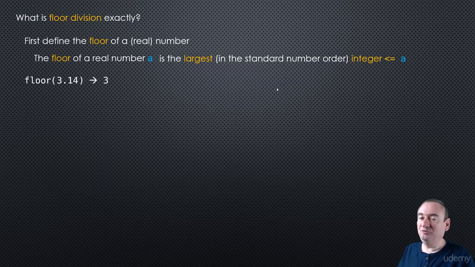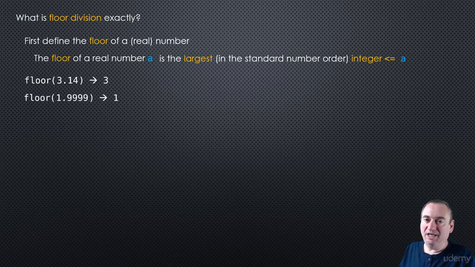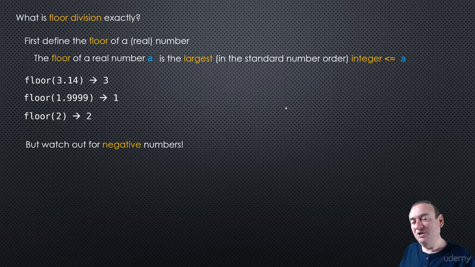So for example, the floor of 3.14, well, the largest integer less than 3.14 is 3. Same thing with 1.9999. The largest integer less than 1.9999 is 1. Okay. The floor of 2, well, it's 2, right? Because the largest integer less than or equal to 2 is 2 itself. But watch out for negative numbers.